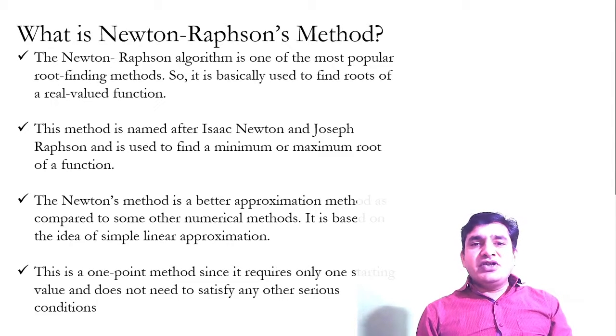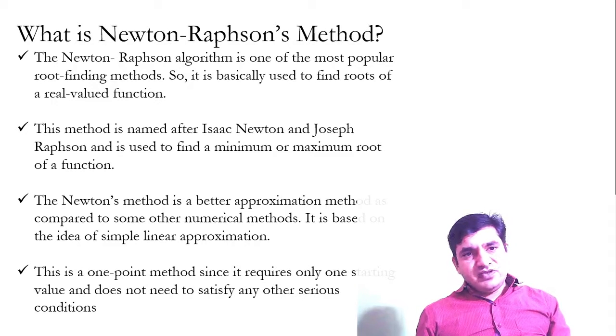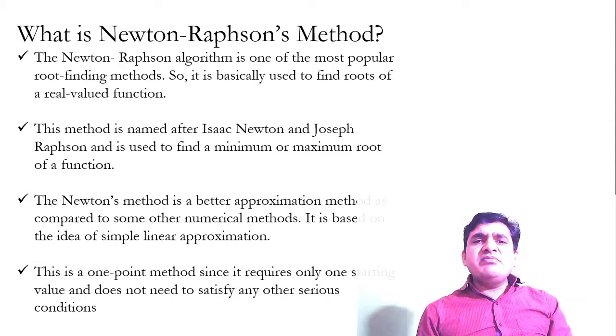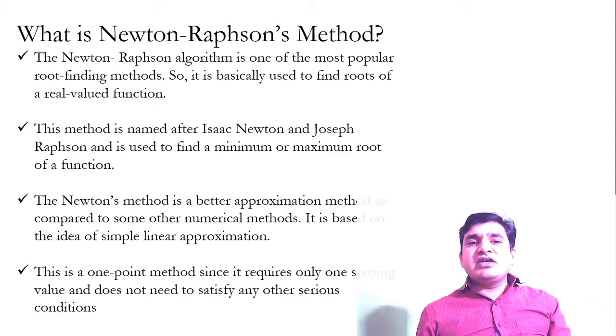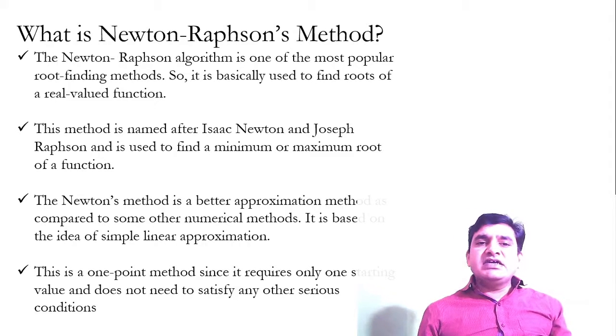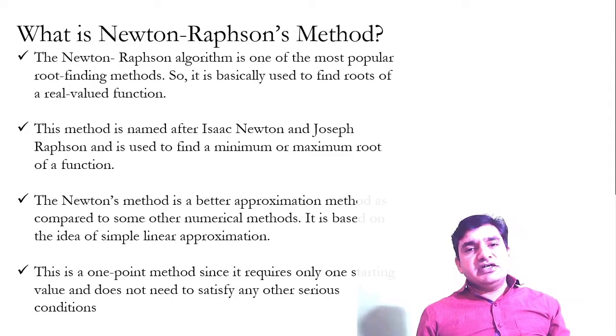The Newton-Raphson algorithm is the most popular root finding method. This method is named after Isaac Newton and Joseph Raphson, because it was discovered by the scientists Isaac Newton and Joseph Raphson. It is used to find the root of a given function.